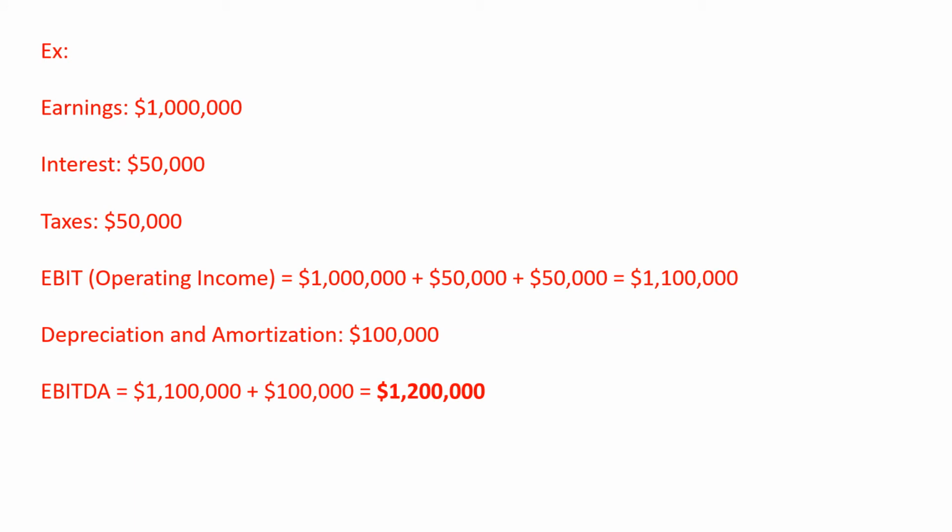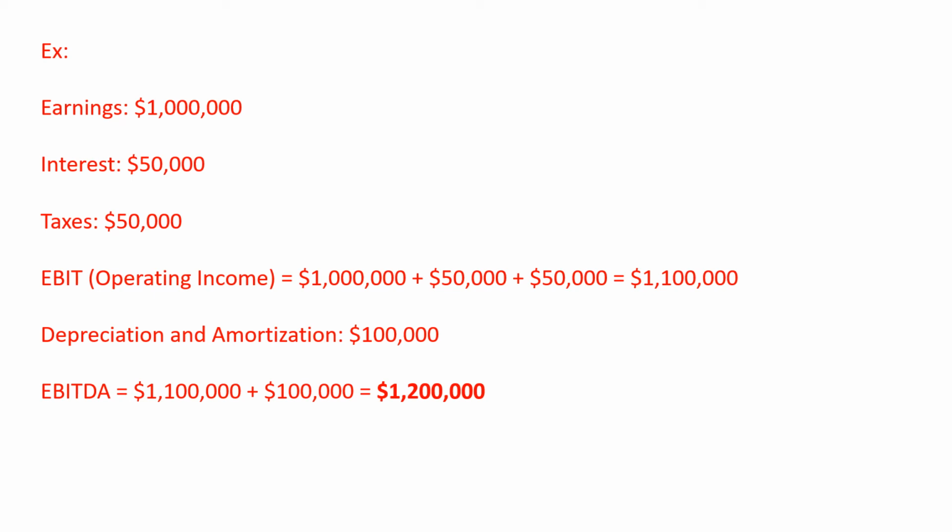So in this example, we'll look at a company that has $1 million in earnings, $50,000 in interest, and $50,000 in taxes. So first we need to calculate EBIT. So to calculate EBIT, which again is also known as operating income, we will take the $1 million in earnings, add back the $50,000 in interest, and then add back the $50,000 in taxes, so we will have an EBIT of $1,100,000.